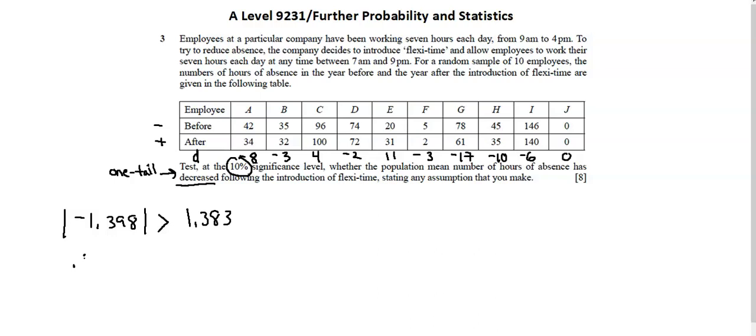Thus, I will reject the null hypothesis and state the meaning of rejecting the null hypothesis, which is that mean hours has decreased. And this completes the requirements for question 3.